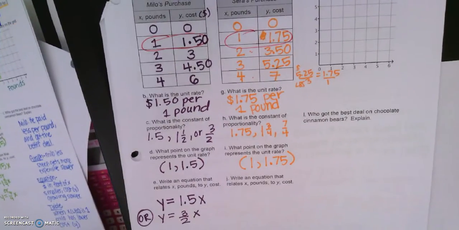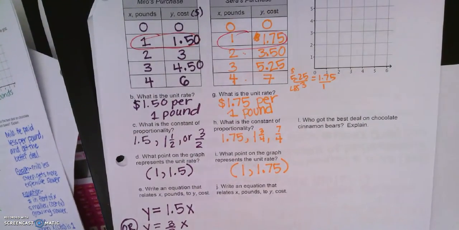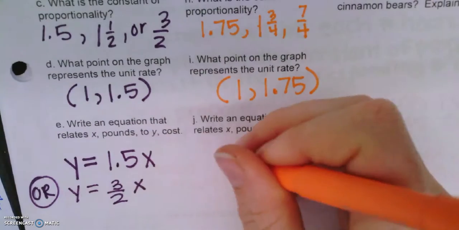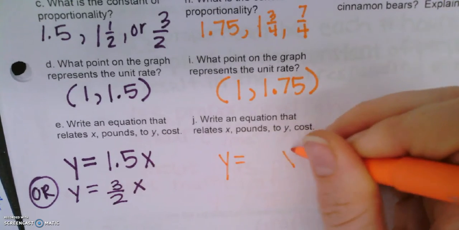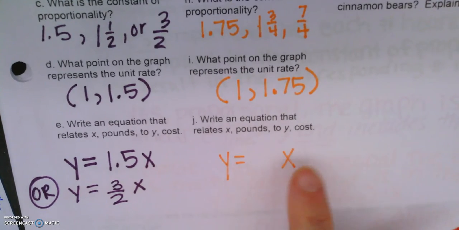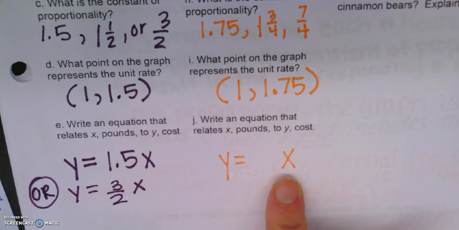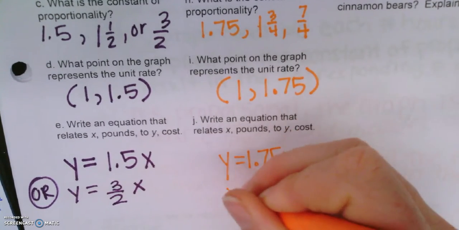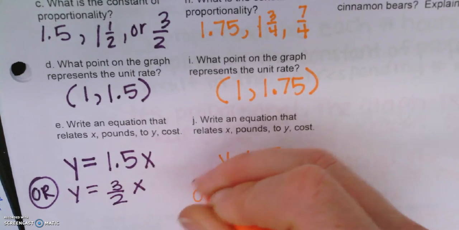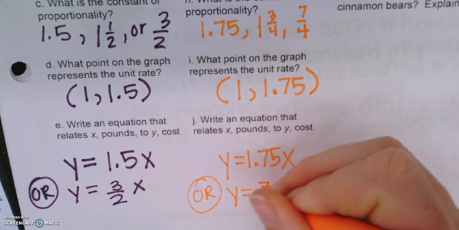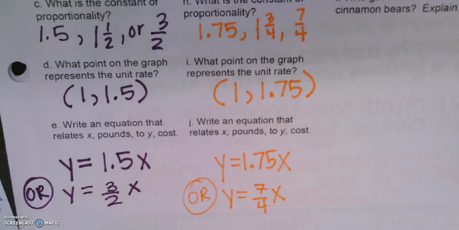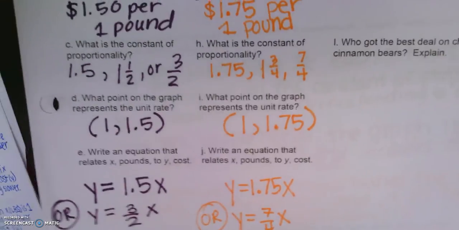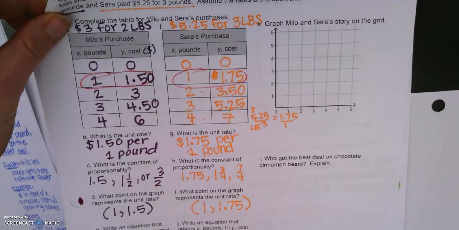So our equation then that relates X pounds to Y cost: to get the cost Y, what am I always multiplying X, the number of pounds, by? The price per pound, $1.75. And if you'd rather write that with an improper fraction, 7/4 X, that's completely appropriate. Last two things we have to do are graph and then talk about who got the better deal.